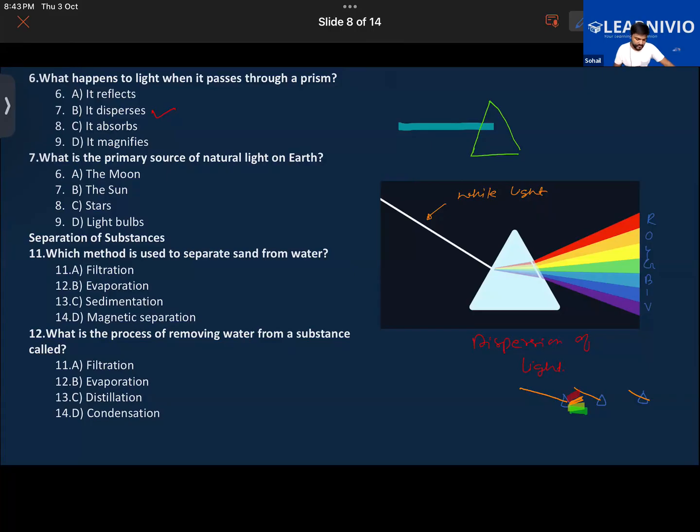Okay. Next question. What is the primary source of natural light? Natural means light. Sun. Primary means main source of natural light. So as you have answered, by the way, it is correct. That is the sun.